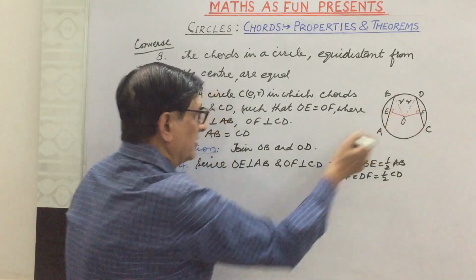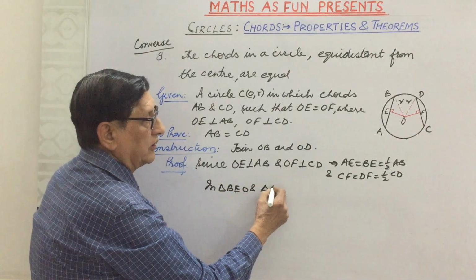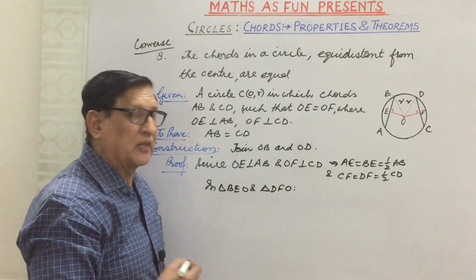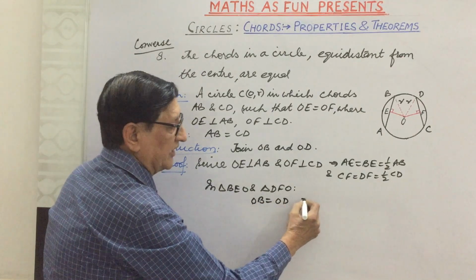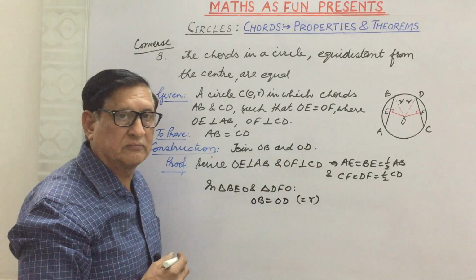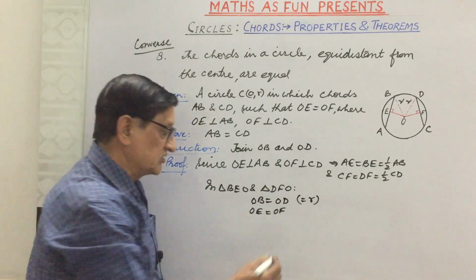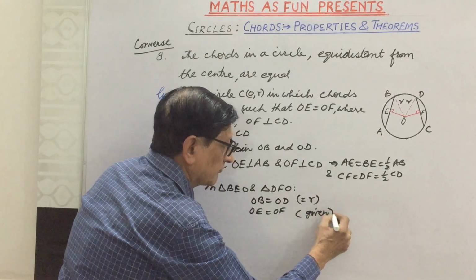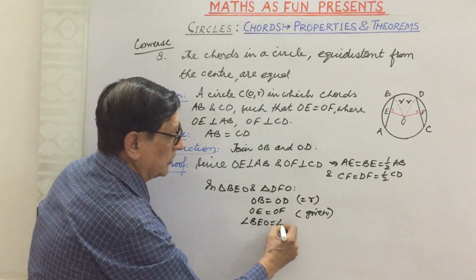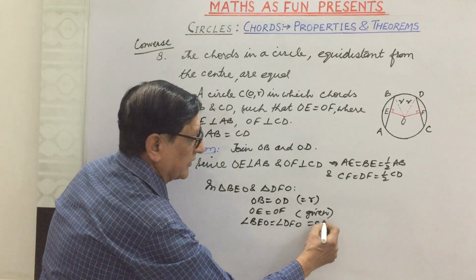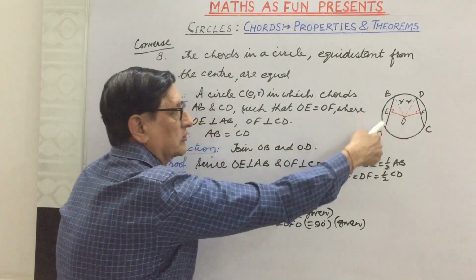Now we take these two triangles. In triangle BEO and triangle DFO, what we find? OB is equal to OD, that is because they are radii of the same circle, R. OE is equal to OF. This is given to us. And angle BEO is equal to angle DFO. Both are 90 degrees. This is also given to us. Why? Because the perpendiculars have been drawn to the chords.